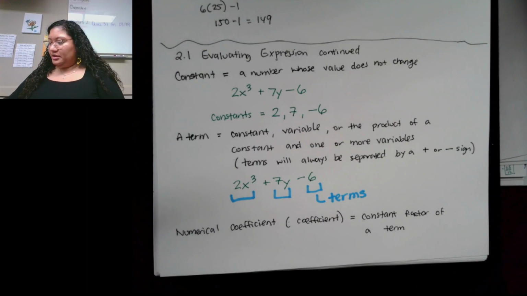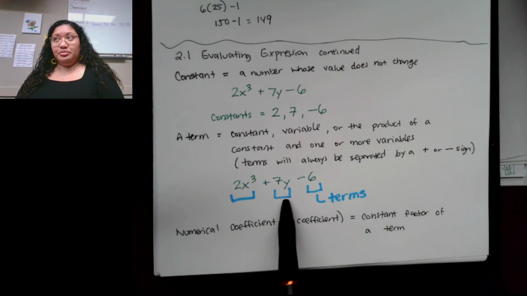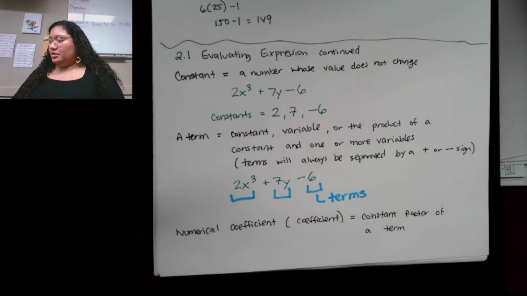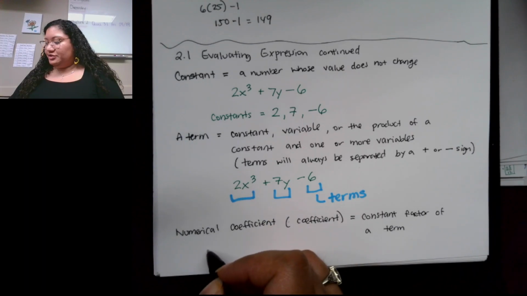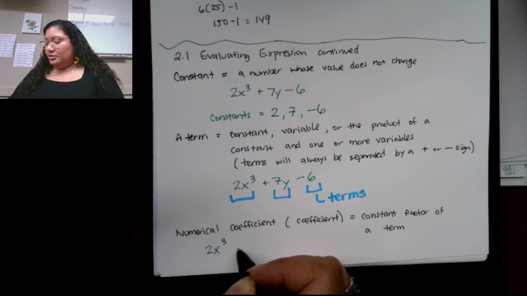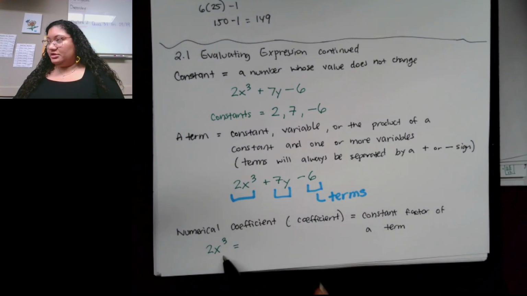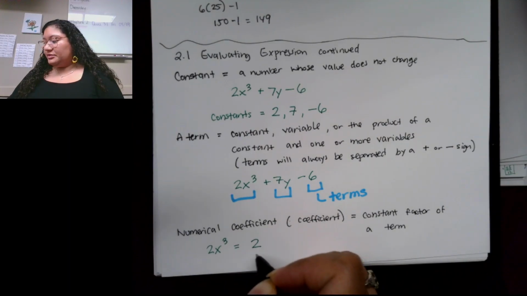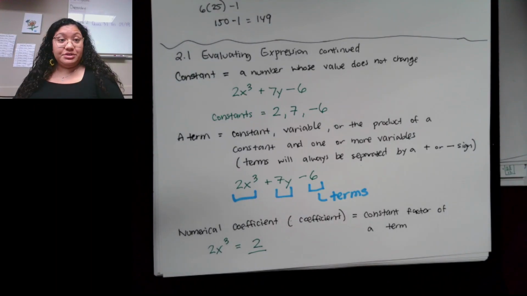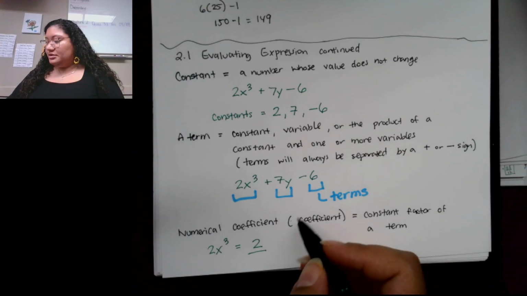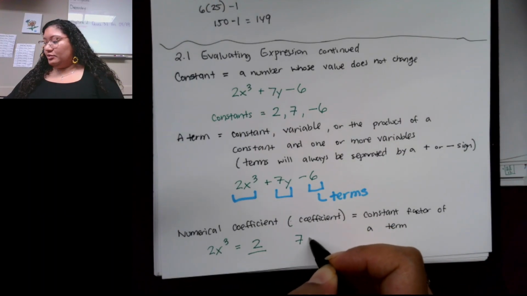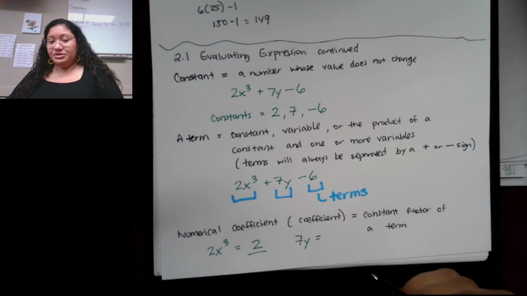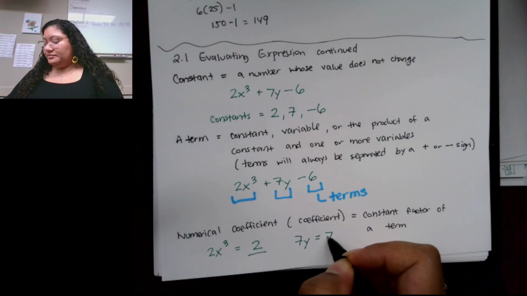So, in this algebraic expression from earlier, the coefficient of 2x cubed. So which of these is the constant? The 2. This is my coefficient. What about for 7y? Who is my coefficient? 7. Okay?